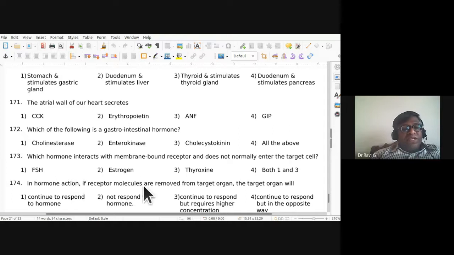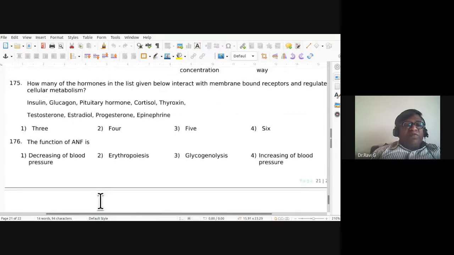In hormone action, if receptor molecules are removed from target organ, the target organ will continue to respond to hormone, or not respond to hormone? So this is what is going to happen if receptor molecules are removed from target organ. The target organ will not respond to hormone. So second one is the correct option. 174th, second is right.